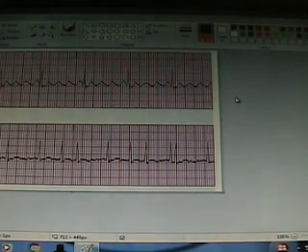Flutter. Letter A. All right. Which one is atrial fibrillation? B. Which one is an emergency trace? A or B? B. All right. What should you do in B? Stand there, complete the trace, or call your chain of command immediately. Call your chain of command immediately.